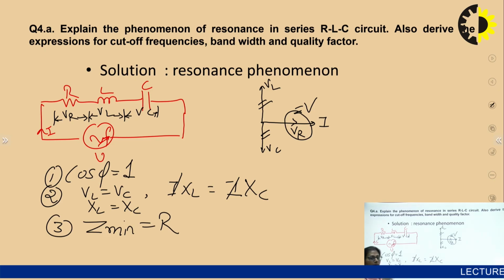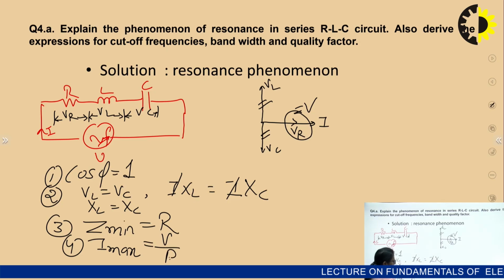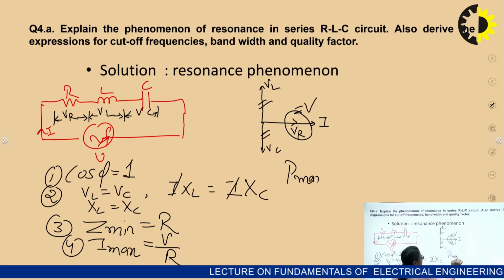If the impedance is minimum, what is going to be the current at resonance? If the impedance is minimum, the current is going to be maximum, and that is given by V upon Z, but Z is equal to R. So the current is also going to remain maximum. If the current is maximum, the power will also be maximum.